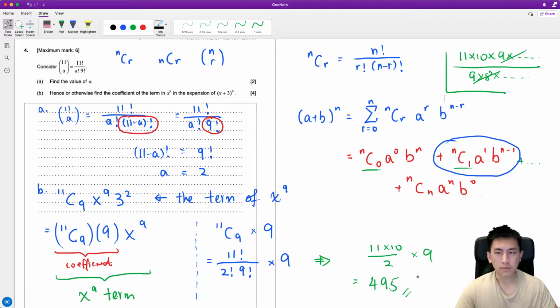But please remember the coefficient is the number. It does not include the x to the power of 9. If you put your answer as 495 x squared, that is wrong, okay? That is not the coefficient, that is the term, okay?